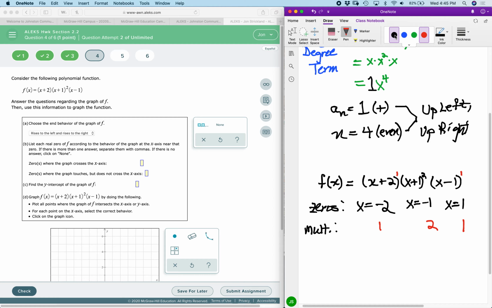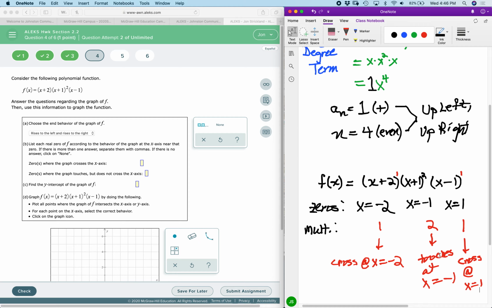In terms of whether the graph touches or crosses the x-axis, we have x equal to negative 2, which has a multiplicity of 1. Since 1 is odd, that means the graph crosses at x equal to negative 2. Since negative 1 has an even multiplicity of 2, the graph is going to touch at x equal to negative 1. And with x equal to 1, with a multiplicity of 1, the graph is going to cross at x equal to 1.